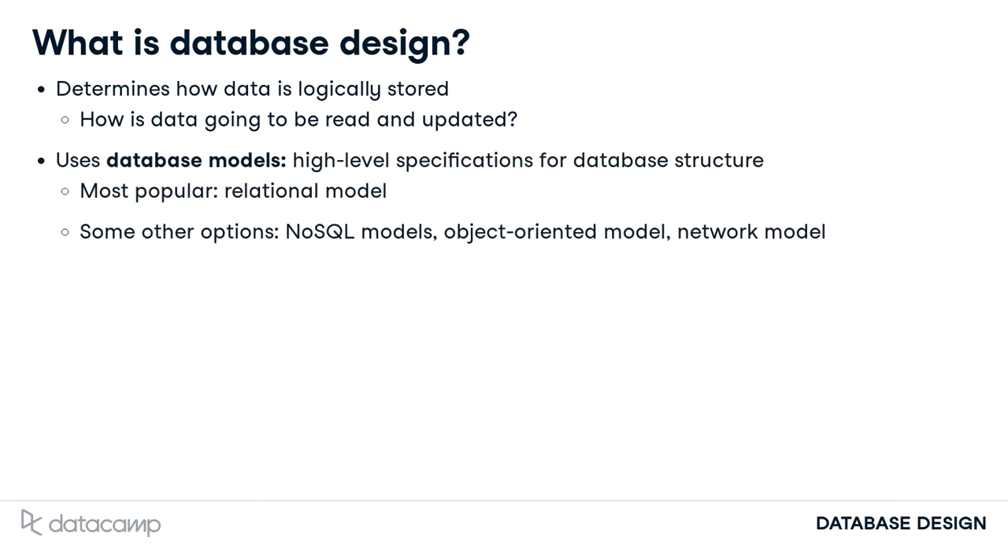Database models are high-level specifications for database structure. The relational model, which is the most popular, is the model used to make relational databases. It defines rows as records and columns as attributes. It calls for rules such as each row having unique keys. There are other models that exist that do not enforce the same rules.